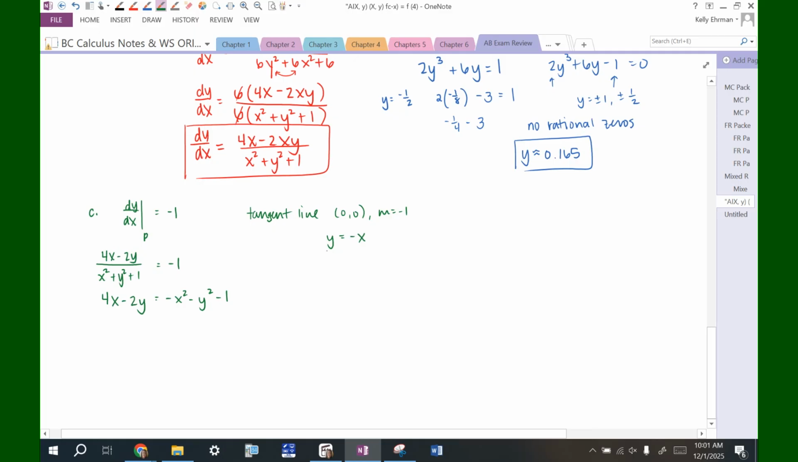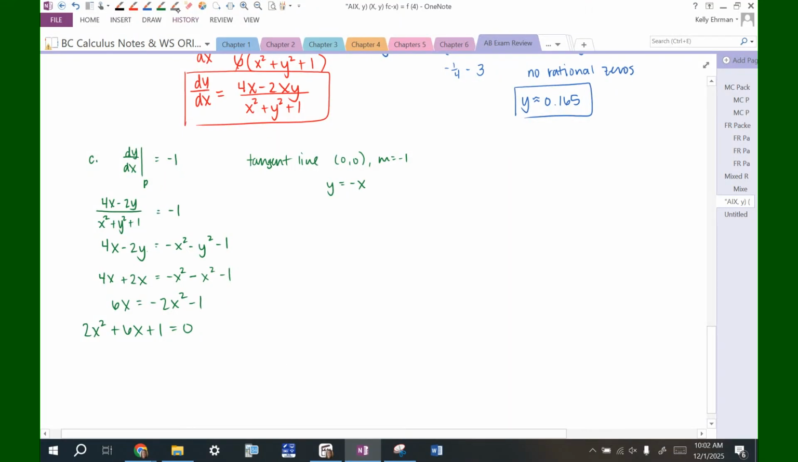So let's go back here. If y equals -x, I can replace every y with a -x. So 4x minus 2 times -x, so plus 2x, equals -x squared minus -x squared, so it's still x squared, minus 1. This helps, doesn't it? 6x equals -2x squared minus 1. 2x squared plus 6x plus 1 equals 0. Oh, wait, not back into my dy dx.